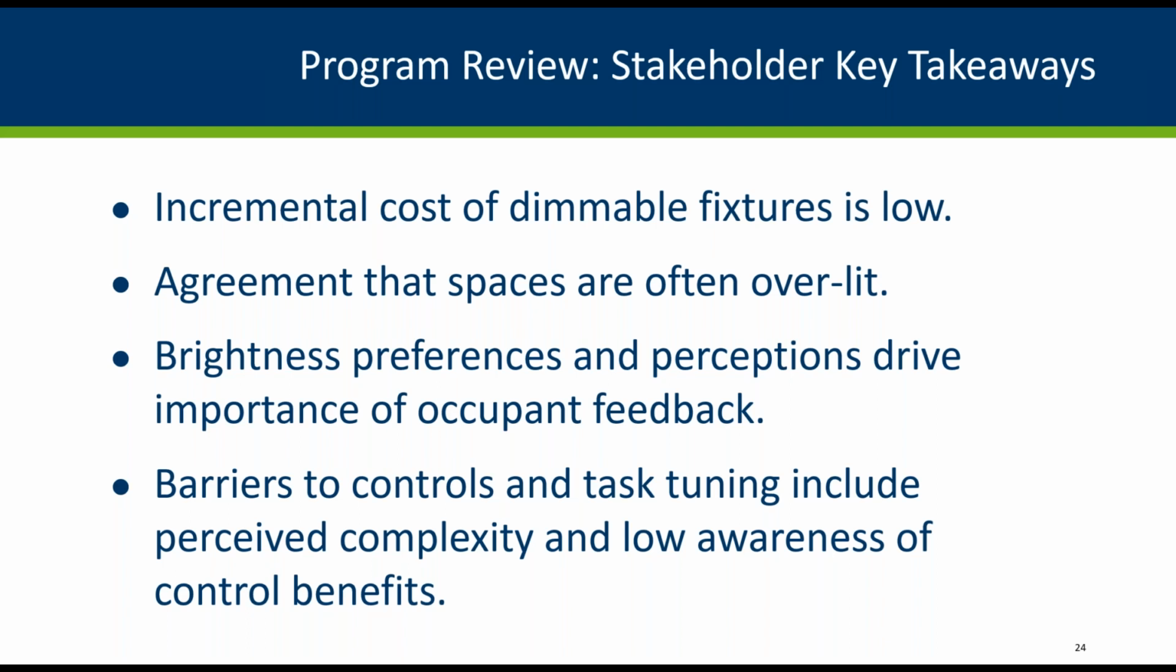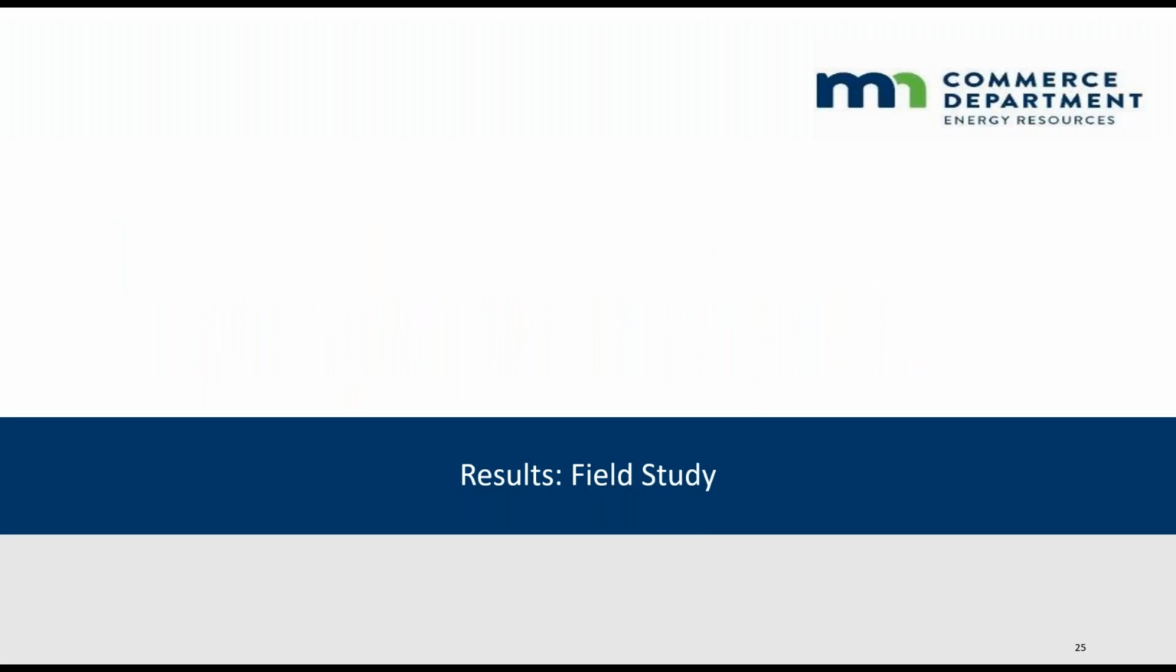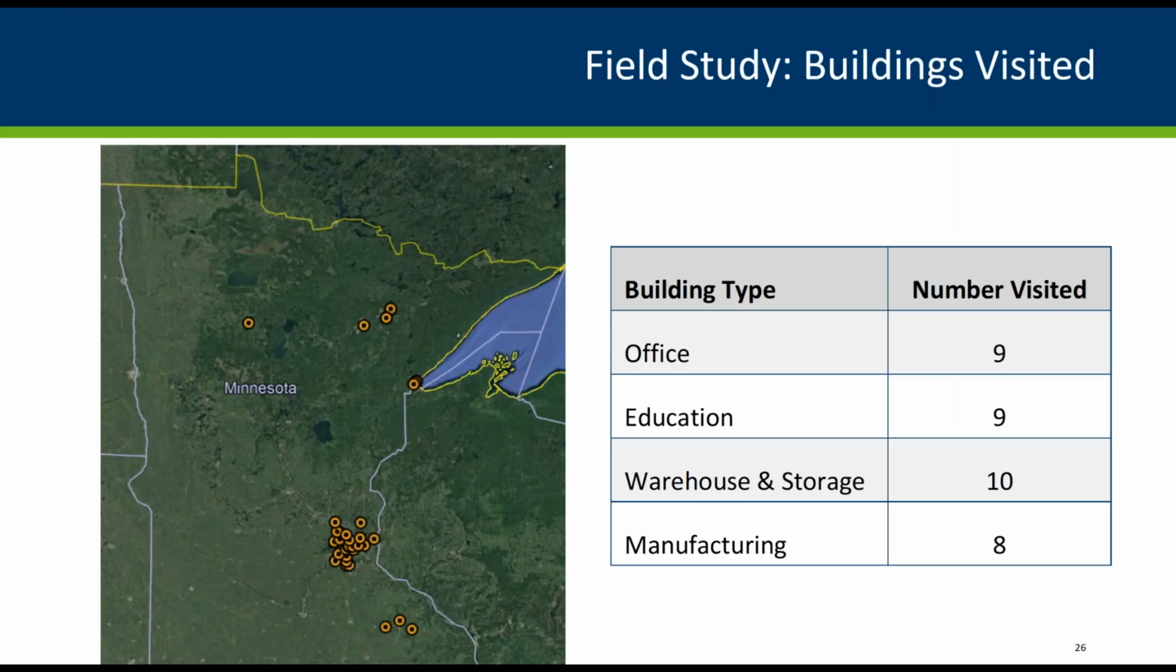And now Allie will step us through the results of the field study portion of this project. Thank you, Jennifer. We spent the majority of the effort on this project visiting commercial buildings and measuring light levels. We visited a total of 36 buildings across Minnesota. The sites were mainly clustered around big cities like Minneapolis, St. Paul, Rochester, and Duluth, with several additional sites in smaller communities.